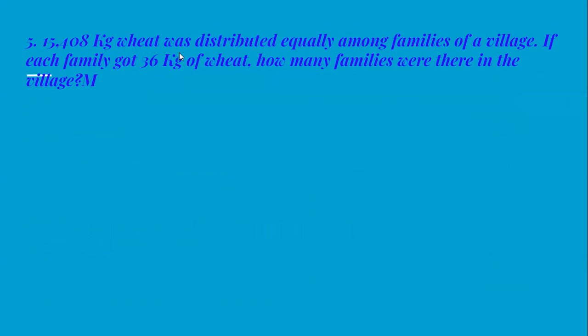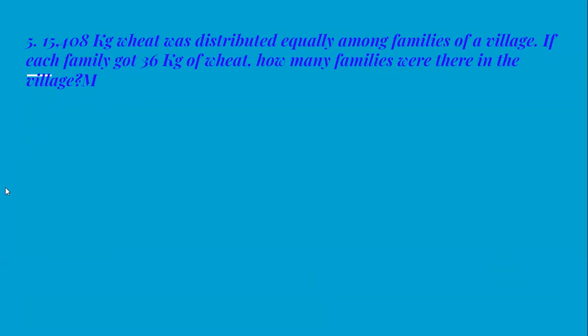Now the next sum is: 15,408 kilogram wheat was distributed equally among families of a village. So how much is the total quantity of wheat? 15,408. If each family got 36 kilogram of wheat, how many families were there in the village? We have to find out how many families there are so that this wheat is distributed completely among the families, if we give each family 36 kilogram of wheat.